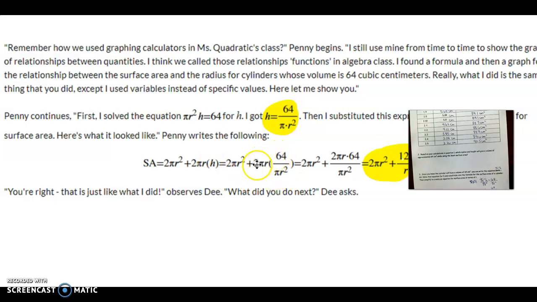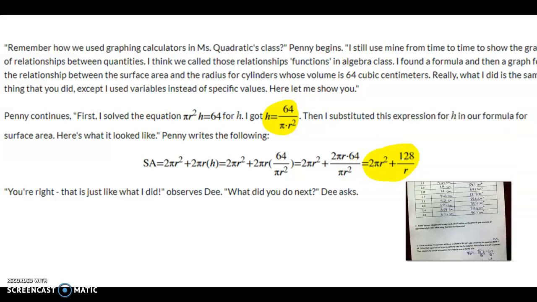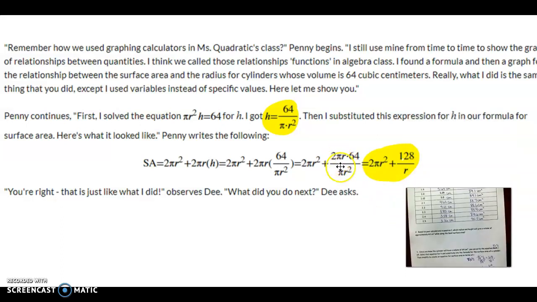So these two numbers are in the numerator. We can multiply those together. 2 pi r times 64 would be in the numerator over pi r squared. So you can see the pi in the numerator and denominator will cancel. R over r squared is simply 1 over r. So we don't have a pi and r in the numerator anymore. 2 times 64 is 128, and all we have in the denominator is r.